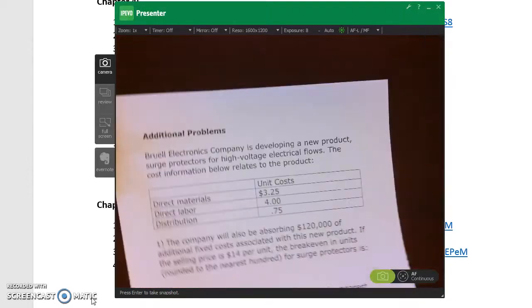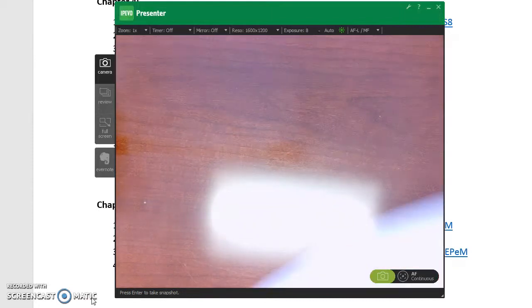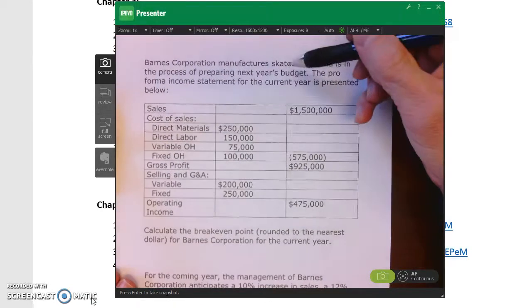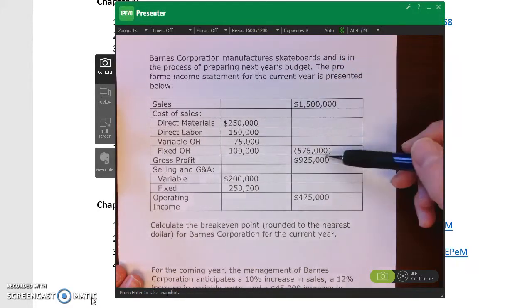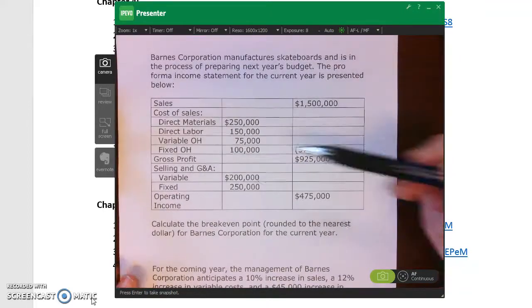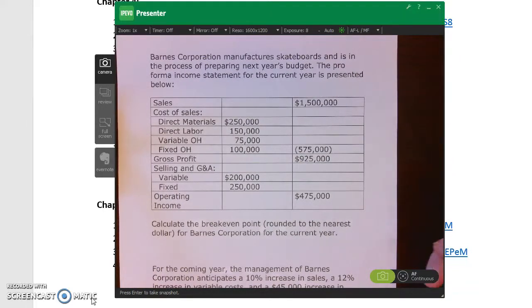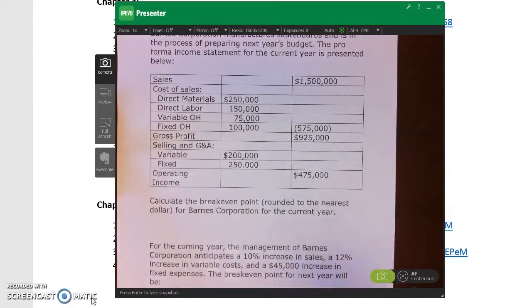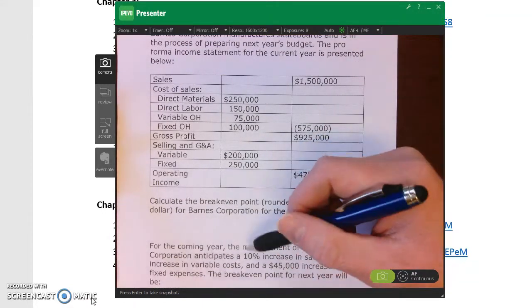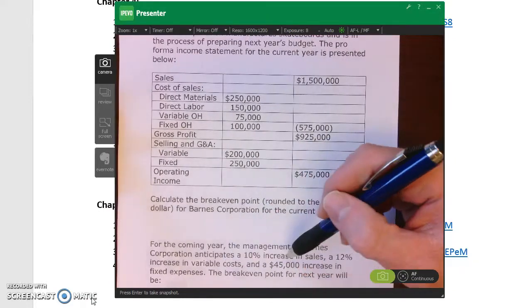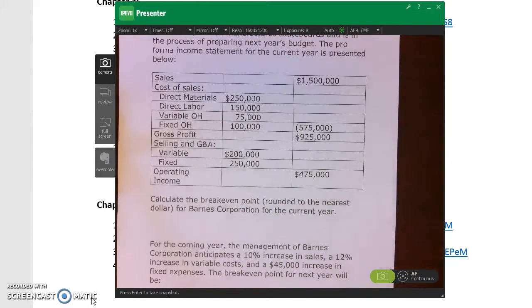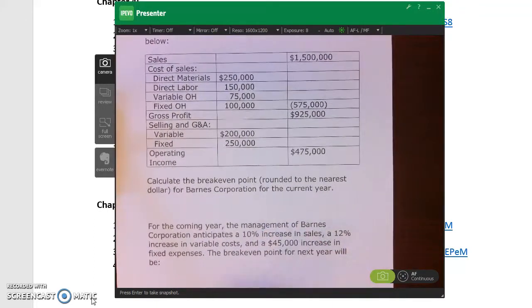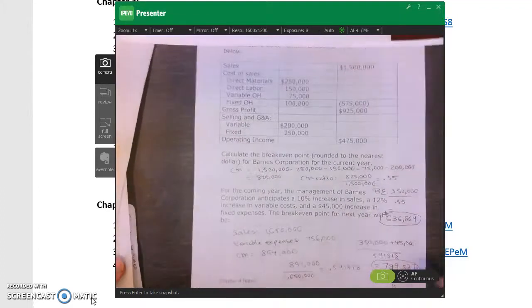Okay. If we look at the next problem, Barnes Corporation right over here makes skateboards and is in the process of preparing the next year's budget. The pro forma income statement is as follows. Here's our sales, our cost of sales, we have our gross profit, and then we have our variable and fixed expenses. Calculate the break-even point for Barnes Corporation for the first year, and then the second thing for the coming year. Management of Barnes anticipates a 10% increase in sales, a 12% increase in variable costs, and a 45% increase in fixed costs. Okay, to recalculate the break-even point.